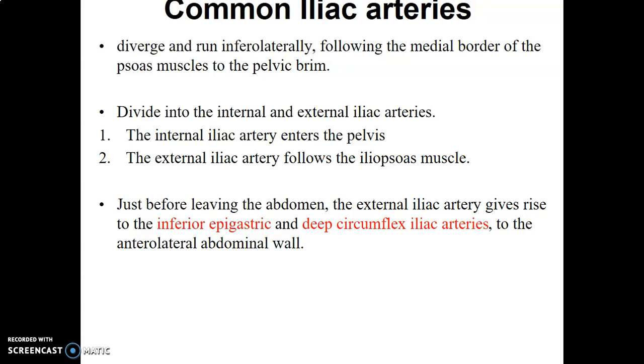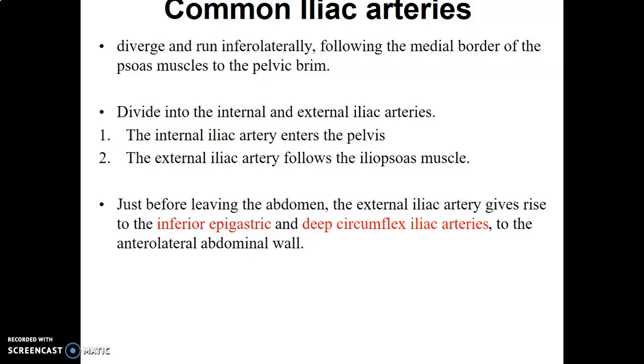What happens to the external iliac? Just before leaving the abdomen, it usually gives inferior epigastric and deep circumflex iliac arteries. Inferior epigastric and deep circumflex iliac are branches of external iliac artery before it leaves the abdomen, and they go to supply the anterolateral abdominal wall.